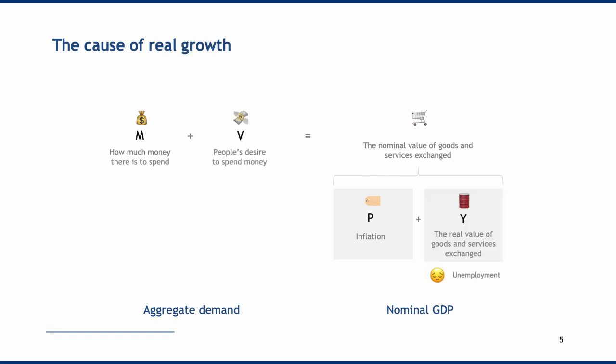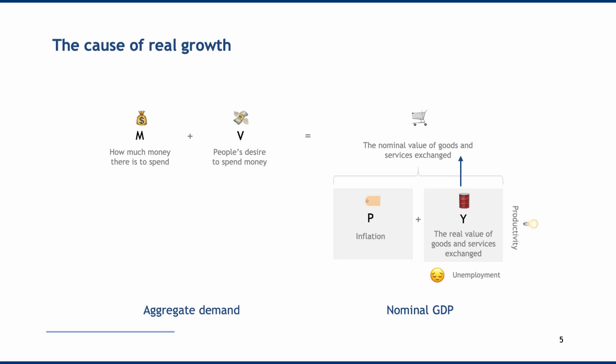We can also use this model to think about the causes of real growth. If it's the case that excessive money supply creation simply leads to inflation, then this begs the question about what causes an increase in the real value of goods and services exchanged, in other words, in real GDP. If we want to understand the cause of a rise in the real value of goods and services exchanged, it's not because of what's happening on the left-hand side of our equation in terms of aggregate demand. Ultimately, aggregate demand changes are just going to cause inflation.